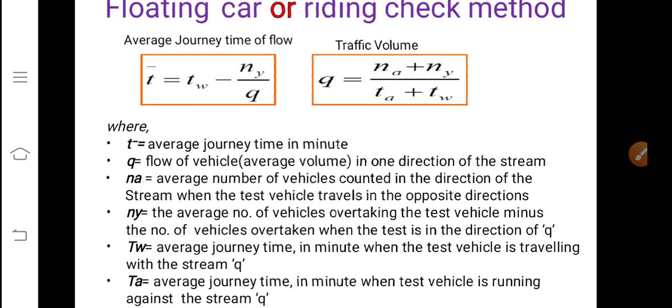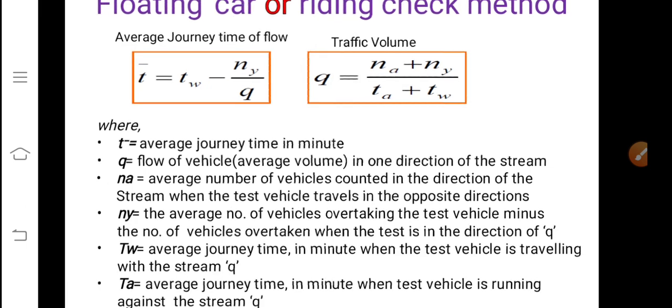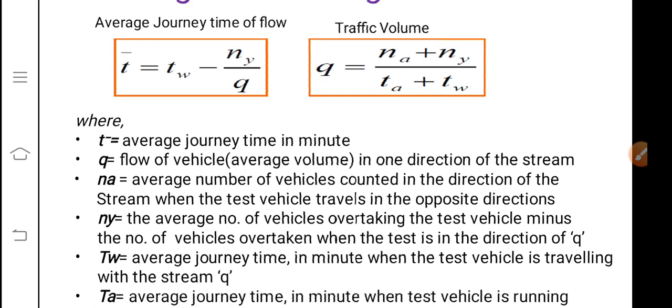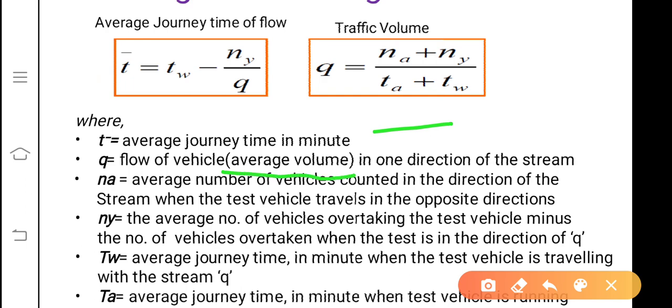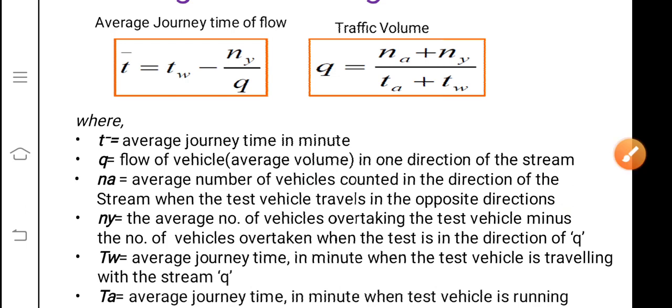And for traffic volume, the formula is Q = (Na + Ny) / (Ta + Tw), where T bar is the average journey time in minutes, Q is the flow of vehicles, that is the average volume in one direction of the stream, and Na is the average number of vehicles counted in the direction of the stream when the test vehicle travels in the opposite direction.